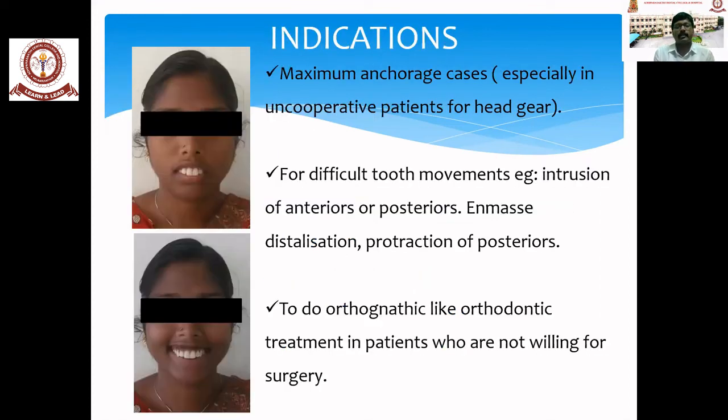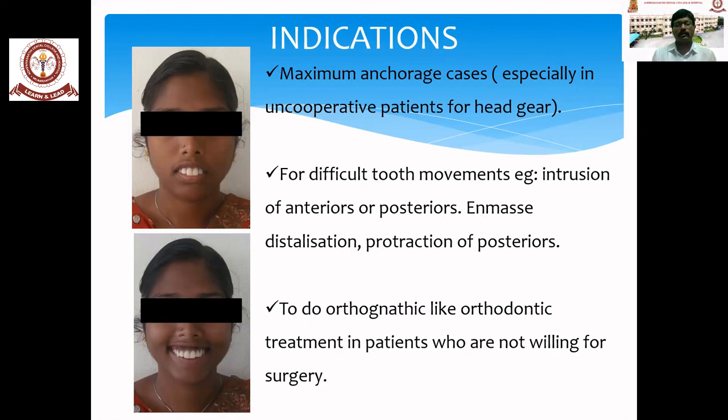Maximum anchorage cases, especially in patients uncooperative for headgear, a case with severe proclination, and also in cases of difficult tooth movement, such as intrusion of the anteriors or posteriors, or whenever you want to do en masse distalization, where you have to completely distalize the whole teeth backward. In those cases, again, you'll have to use them. And whenever you want protraction of the posteriors, posterior protraction is again a difficult one using elastics. Intraoral elastics can be used, but to control the posterior protraction, your implants are an excellent tool.